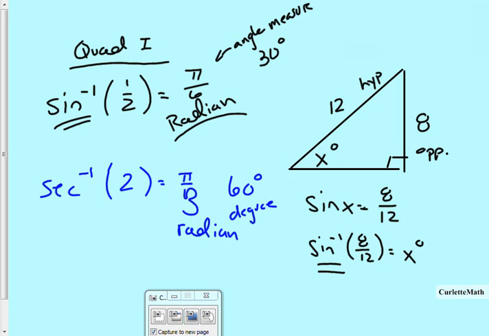The next lesson tomorrow, we'll take this and we'll find the tangents, the cotangents, and the other angles with stuff inside.